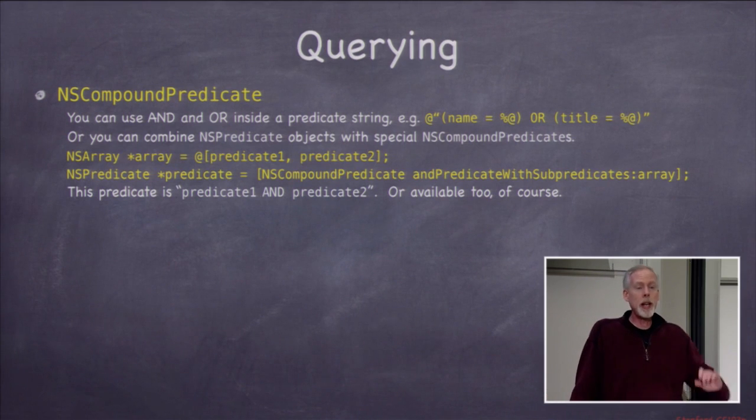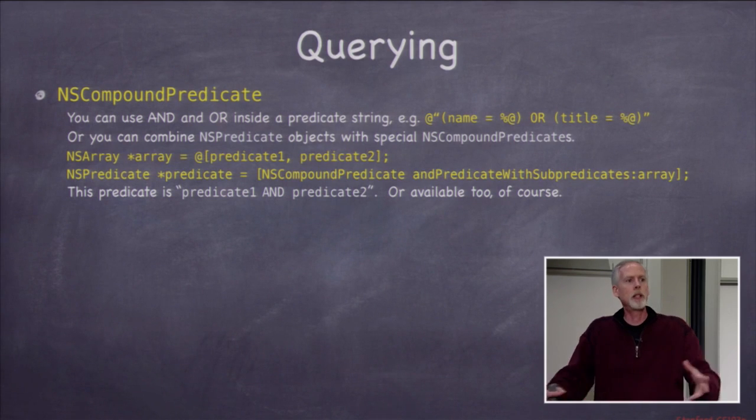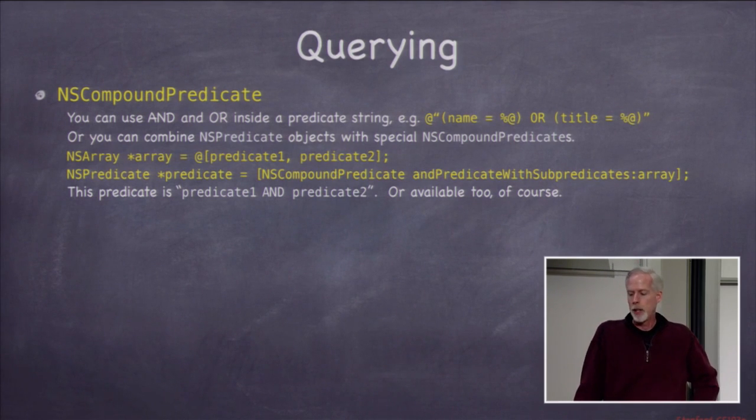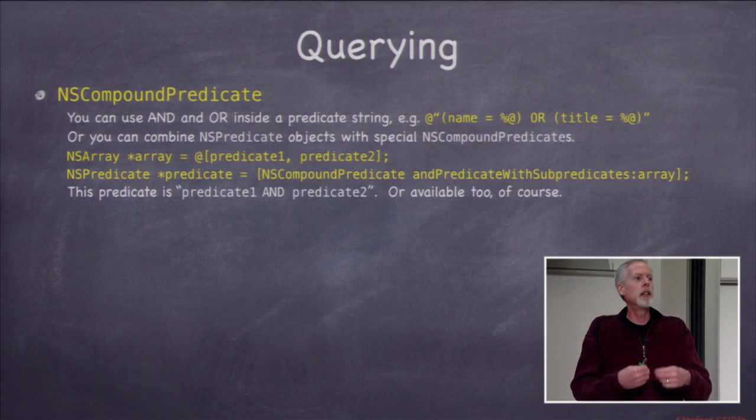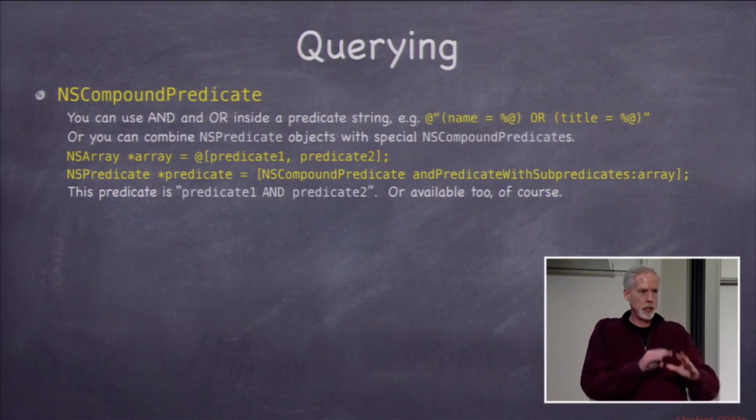You can also create compound predicates in code by using an and predicate or an or predicate in NSCompoundPredicate. And it just takes an array of other predicates and makes a compound one. Okay? That's like if you want the anding and oring to kind of be if-then, in code as opposed to just built into the string.